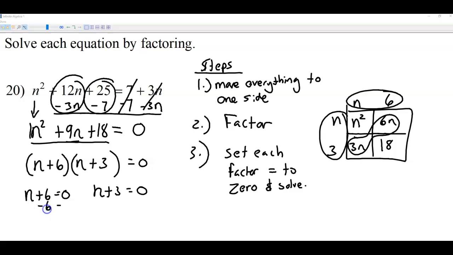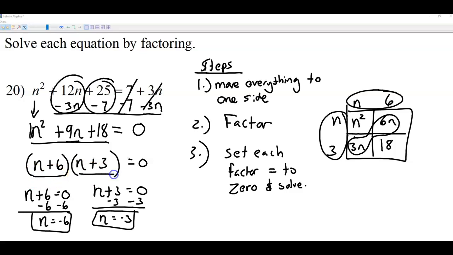And so n equals negative 6, and n equals negative 3. That last step is called the zero product property. If this times this equals 0, that means that one of these has to equal 0, so we set them both equal to 0 and solve. And so we end up with our 2 answers there, n equals negative 6 and n equals negative 3.